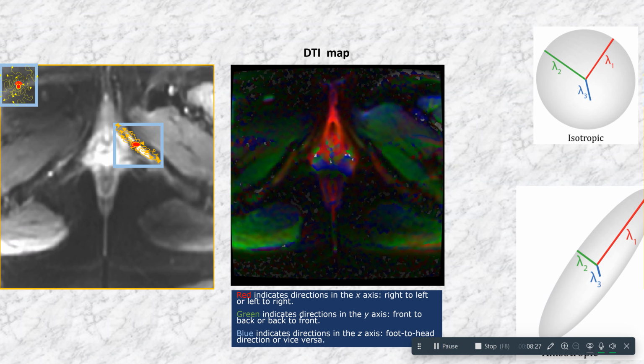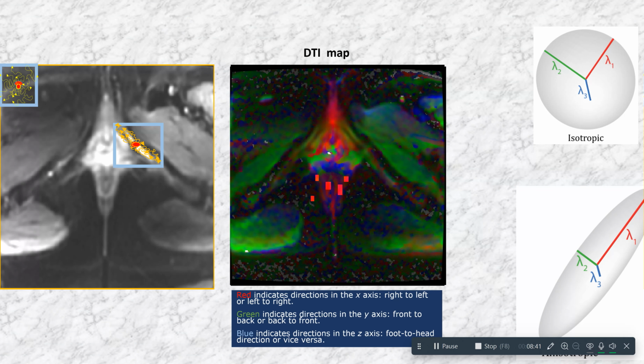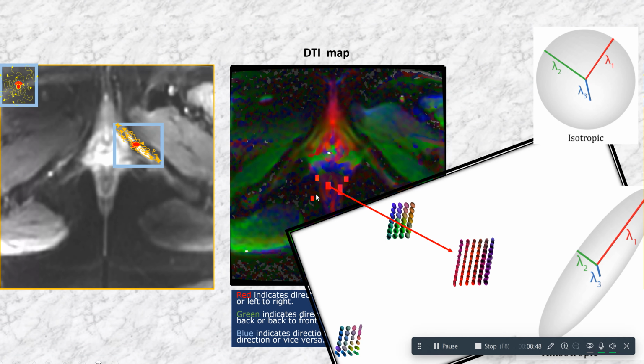So what the DTI map is, actually, is that we encode these diffusion directions using color. Red indicates directions in the x-axis, right to left or left to right, green indicates directions in the y-axis, front to back or back to front, and blue indicates directions in the z-axis, foot to head or vice versa. So you can see different regions, like the blob shown in red here. In each of these voxels or regions, the water molecules will diffuse differently, whether they're a sphere or elongated, based on the structure of the muscle fibers within those regions.